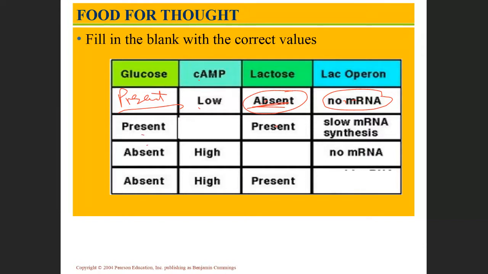Here you have both present. No messenger RNA synthesis, so you can just put no there. That means cyclic AMP will be low also because glucose is present. Here all of a sudden, cyclic AMP is high. That makes sense because glucose is absent. There is no messenger RNA, which means that lactose is absent also. And then here's the only scenario in which you have messenger RNA: when glucose is absent and lactose is present.